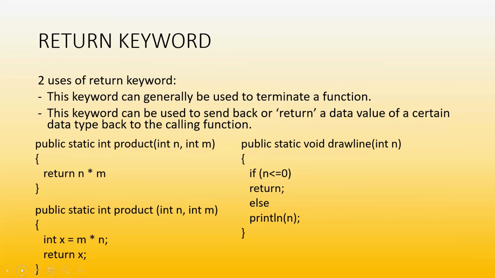While in a void function, which is the third example given here, it can just return without having any data value, but that just ends the function and the cursor of the compiler goes back to the main function.